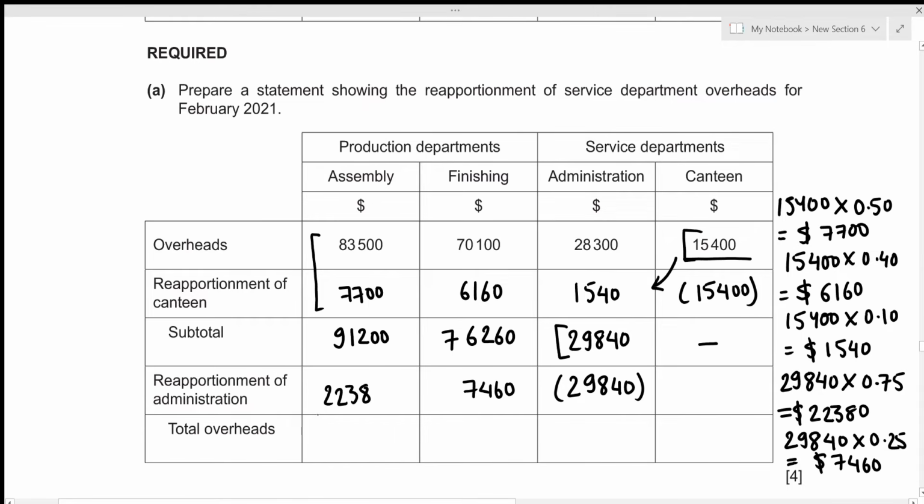Now, in order to calculate the total overheads, we will just add the subtotal amount and the reapportionment of administration department. So for assembly department, that's going to be 91,200 plus 22,380, which gives the total to be 113,580. For finishing department, that's going to be 76,260 plus 7,460, which gives the total overheads to be 83,720. This completes the first part. Let's move on to the second one.